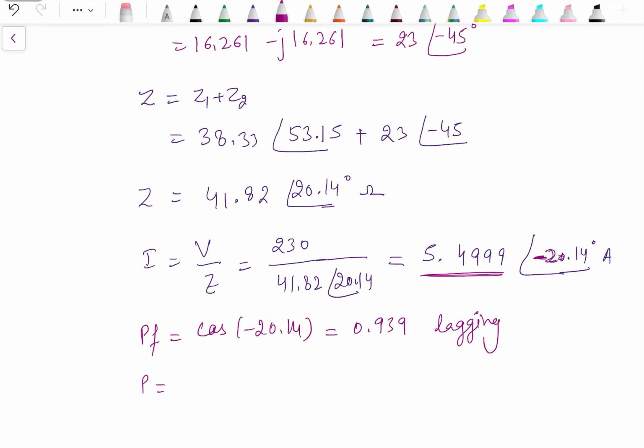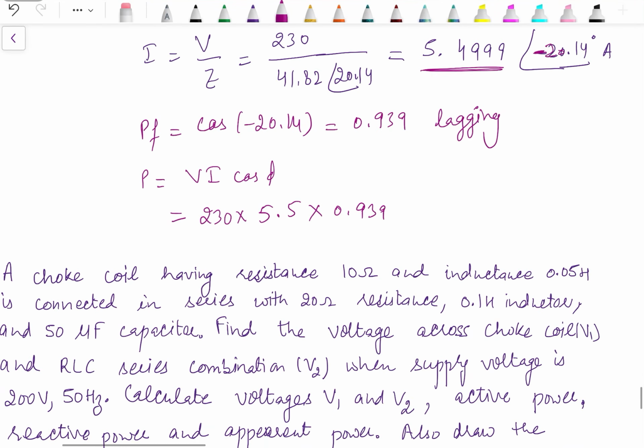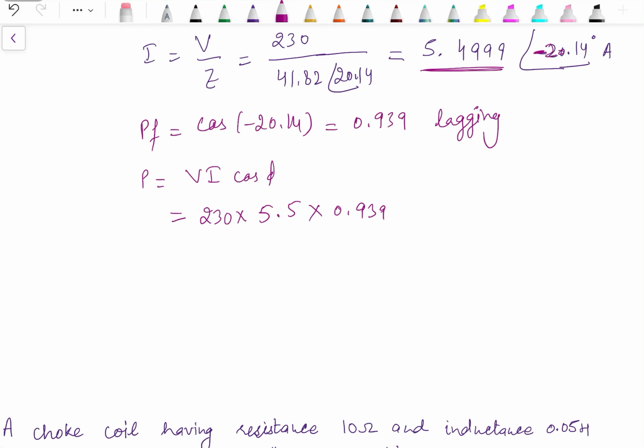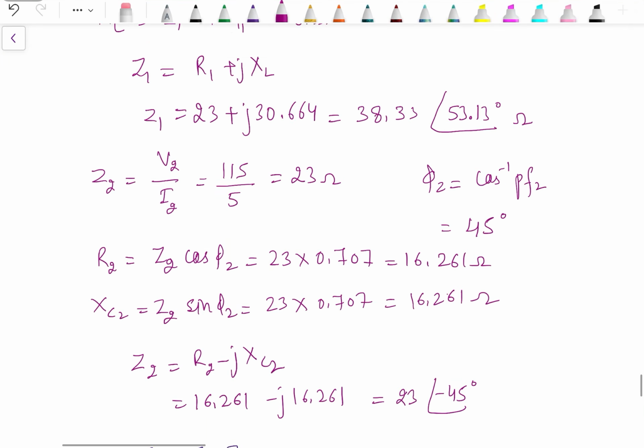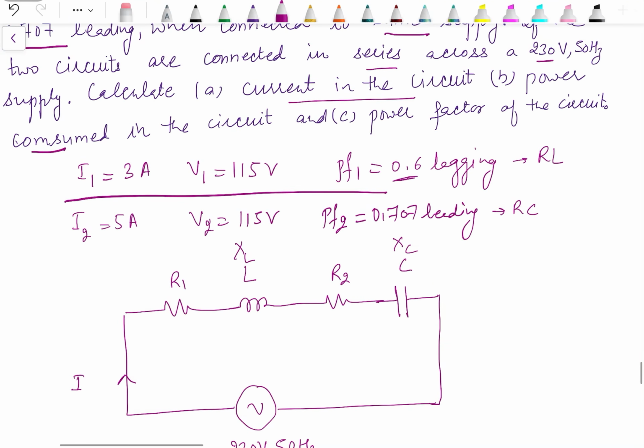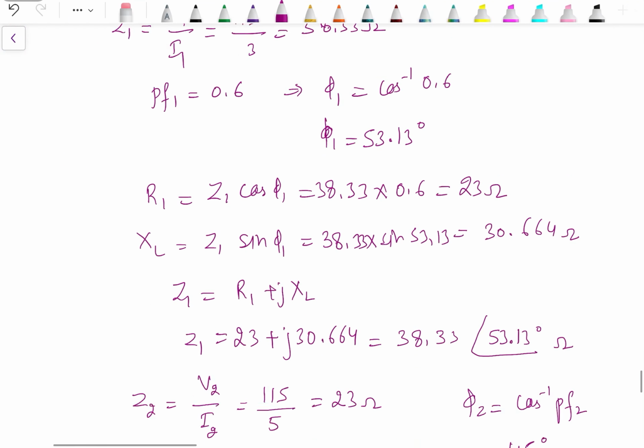And the last one is we have to find out the power. Power is VI cos phi, 230 into 5.5 into 0.939. So active power is 1187.65 watts. So we have to find out the power consumed, that is actually active power only.